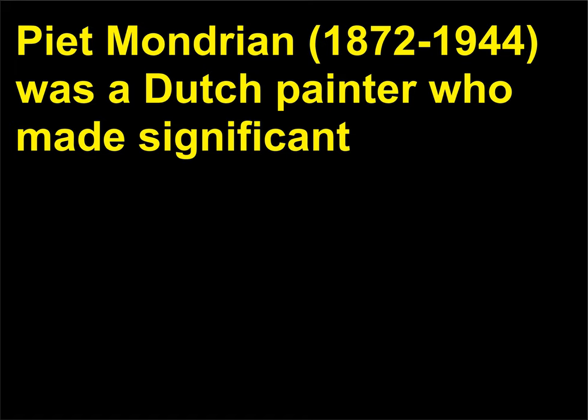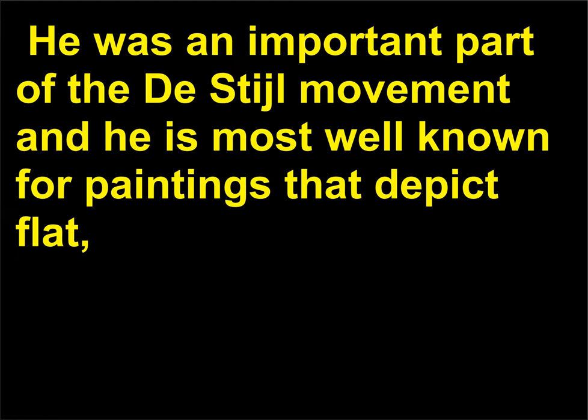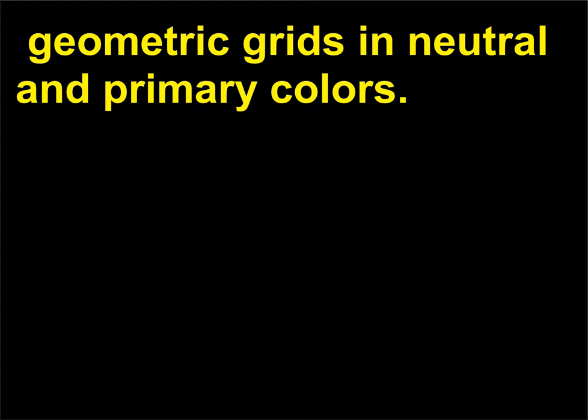Piet Mondrian, 1872-1944, was a Dutch painter who made significant contributions to 20th century abstraction, especially geometric abstraction. He was an important part of the De Stijl movement, and he is most well known for paintings that depict flat geometric grids in neutral and primary colors.